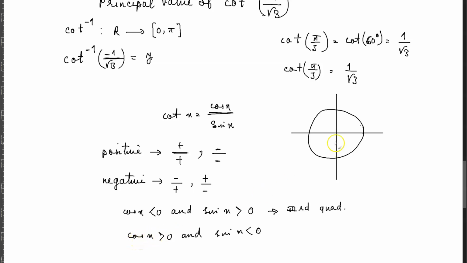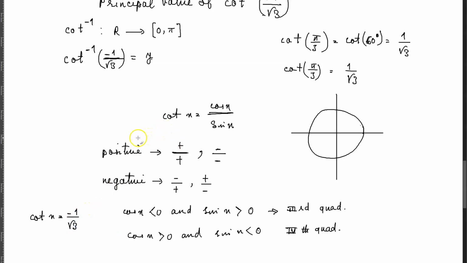And if I say that the cos of x is positive and sine is negative, that's the fourth quadrant. Right? Which means that basically, now I need to decide in which quadrant my angle is going to be based on the fact that the cot of that angle is basically -1 by a square root of 3. So cot of x is equal to -1 by a square root of 3.